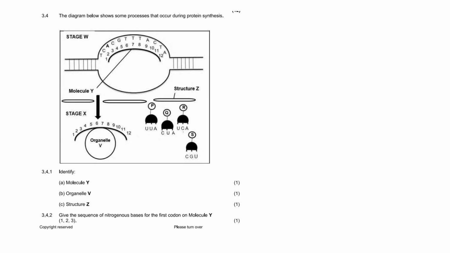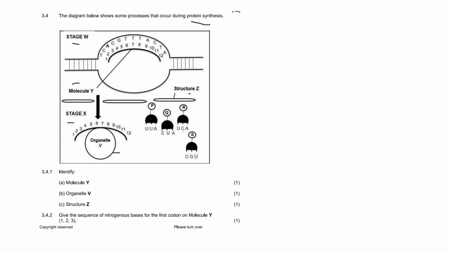Then let's go to 3.4. Now we're going to photosynthesis. We're going back to DNA coding and life. So we're given stage W there, then there's molecule Y, then there's stage X. There's also organelle V there. We've got different structure Z, we've got different base pairings and all that.